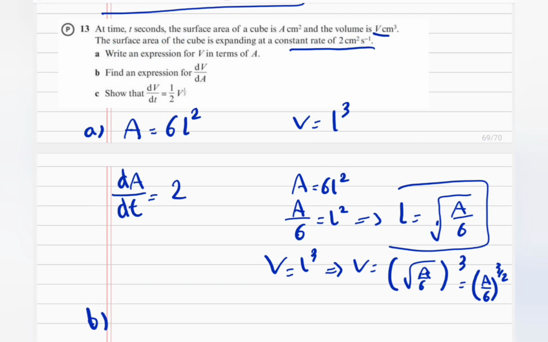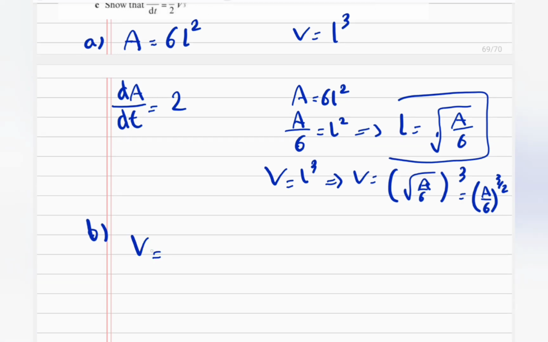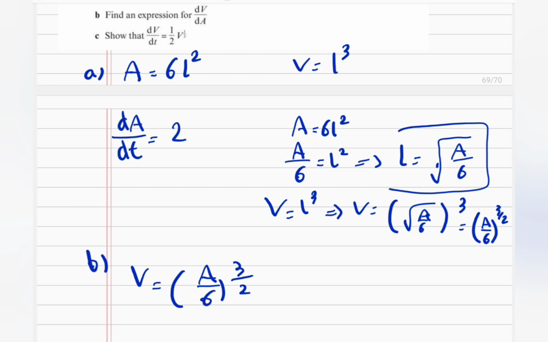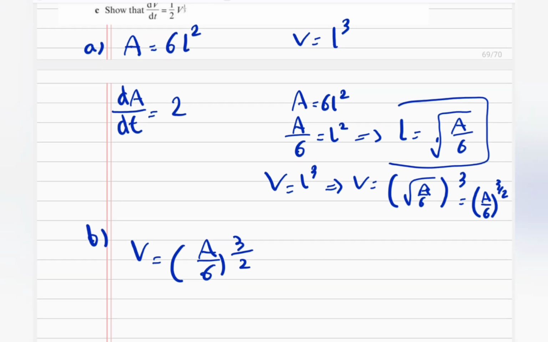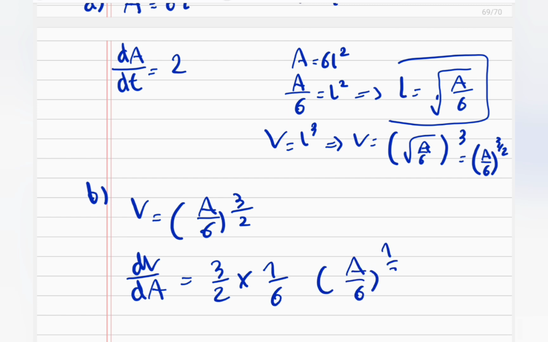And now for part B, we need to find an expression for dV by dA. So here the important thing to note is that we have already written an expression for V in terms of A. So we have from part A, V is equal to A over 6 to the power of 3 over 2. And now we want to find dV by dA. So that's basically differentiating this expression. So dV by dA is equal to 3 over 2 times 1 over 6, because it's just the chain rule, times A over 6 to the power of a half.